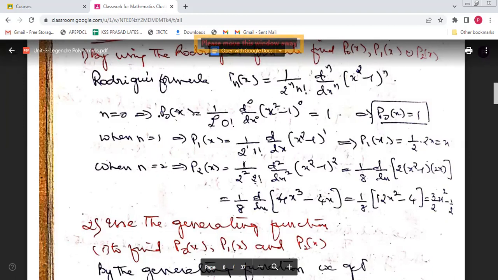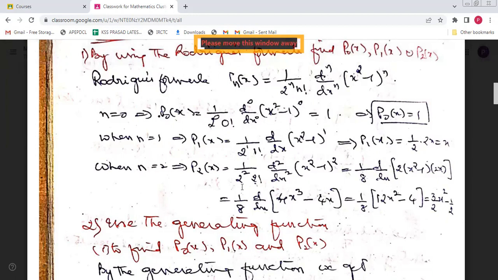When n equal to 2, once again, what is this value? Substitute n equal to 2 in this. It becomes 1 by 2 square into 2 factorial, that is d square by dx square operating on x square minus 1 whole square. So 1 by 2 square. What is the value of 2 square? 4. 4 twos are 8.